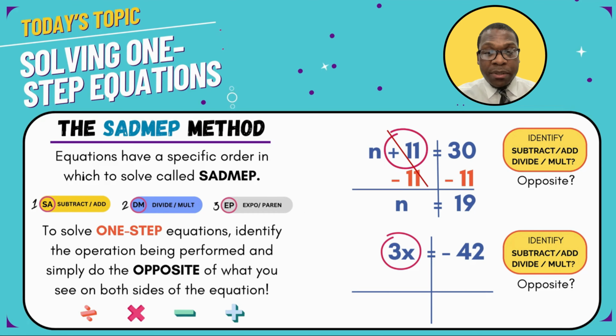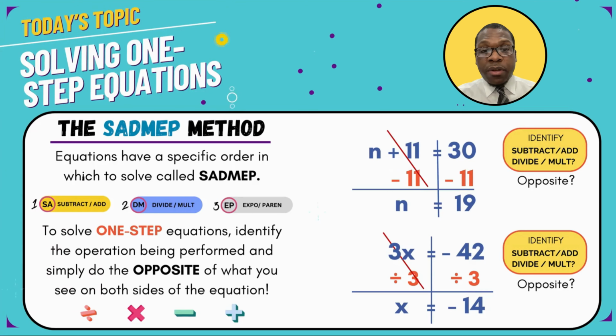Well, what's the opposite of multiplying by 3? The opposite of multiplying by 3 would be dividing by 3. So we divide this side by 3, we divide the other side by 3, and our two 3s cancel out. Now we have x equals negative 42 divided by 3, which should give us x equals negative 14. All right, now that we solved those examples, let's go to another set of examples and see if we can solve those equations as well.